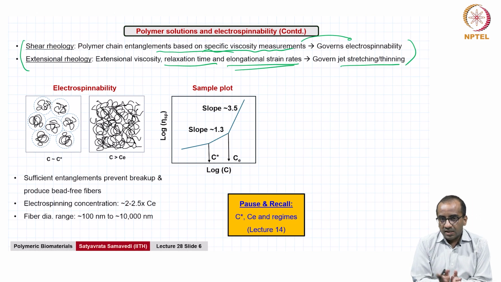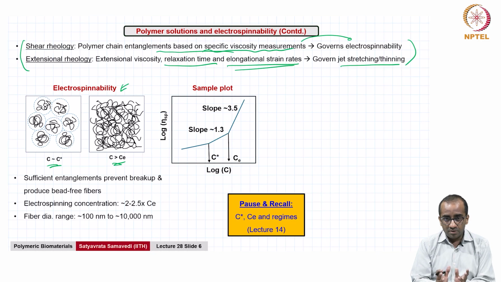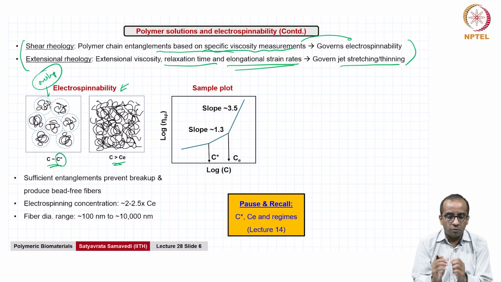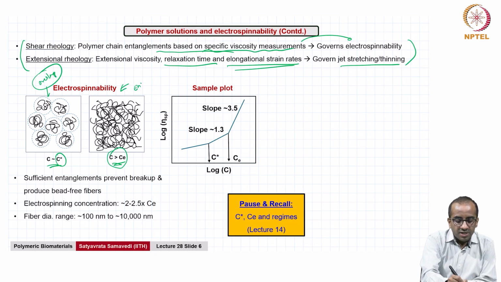Now, we have said that there is a requirement for enough chain entanglements. Now, what is considered enough? Again, recall that we have seen concentration of the polymer in solution comparable to C star and Ce, where C star is the overlap concentration, where you see the chains start to just overlap, the sphere of influence. Around Ce and beyond that, you start to get entanglements.